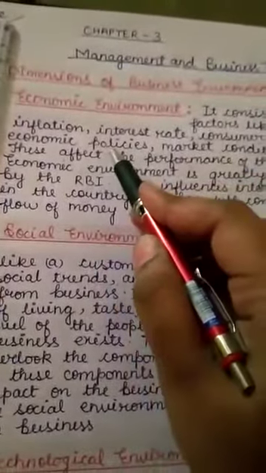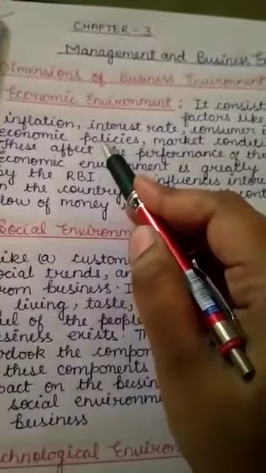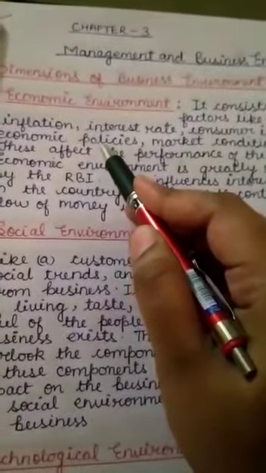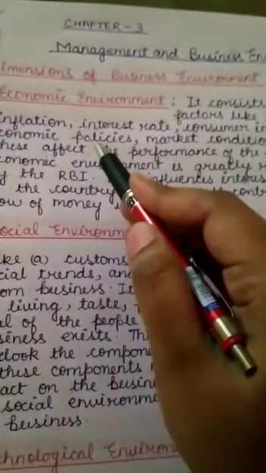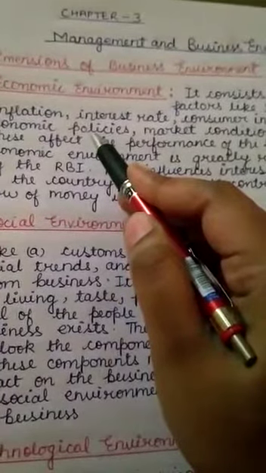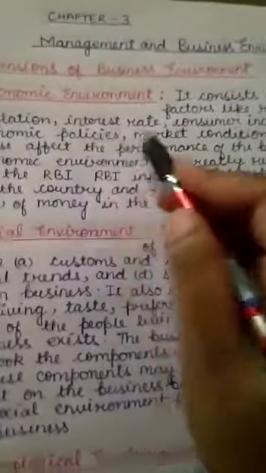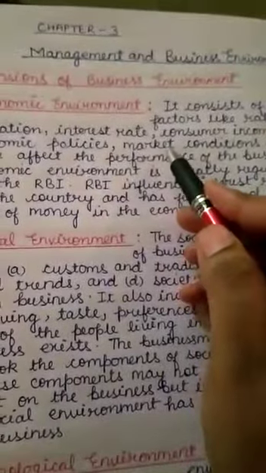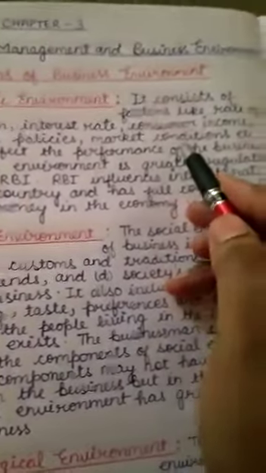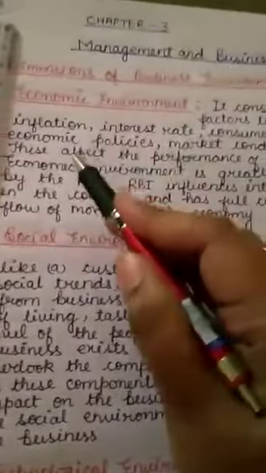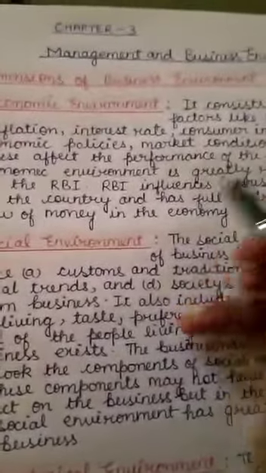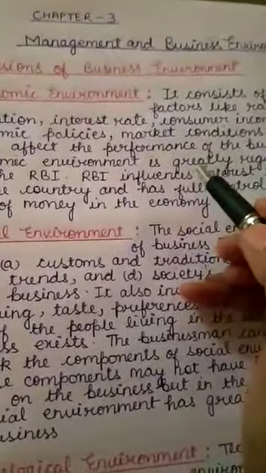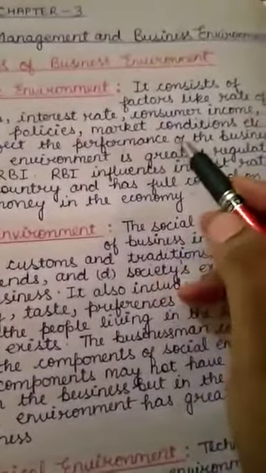Next is economic policies. The economic policy of governments covers the systems for setting levels of taxation, government budgets, the money supply, and many other areas of government interventions into the economy. Market conditions: whether there is depression or boom period in the market, etc. These affect the performance of the business. All these external factors of economic environment affect the performance of the business.